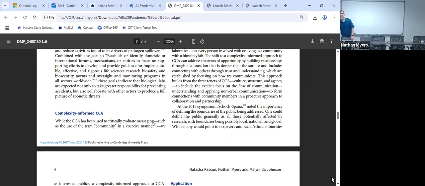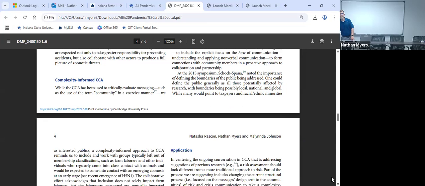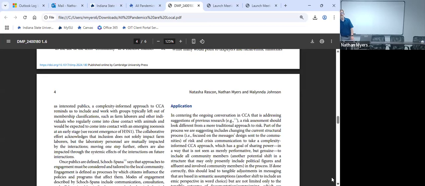So it says, while many would point to taxpayers and racial and ethnic minorities as interested publics, a complexity-informed approach to the culture-centered approach reminds us to include and work with groups typically left out of membership classifications, such as farm laborers, which would be really important for avian influenza, and other individuals who regularly come into contact with animals and would be expected to come into contact with zoonoses at an early stage.